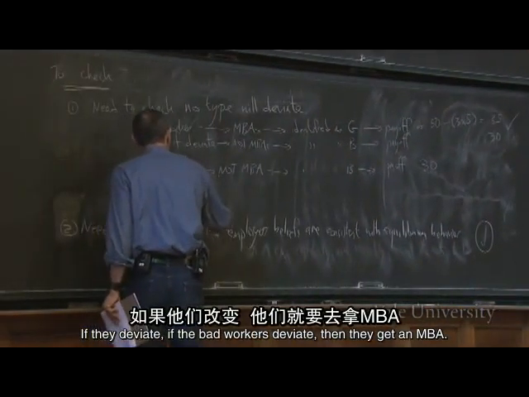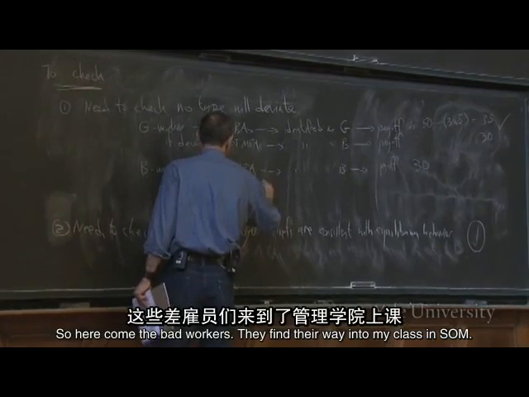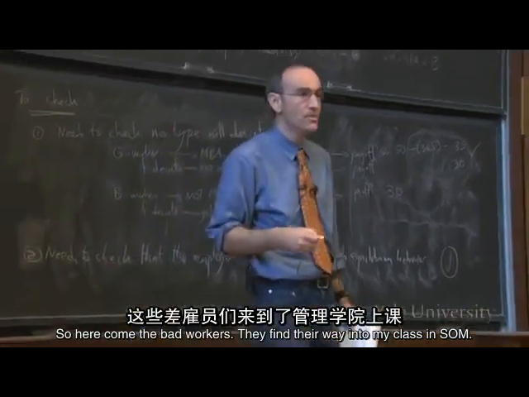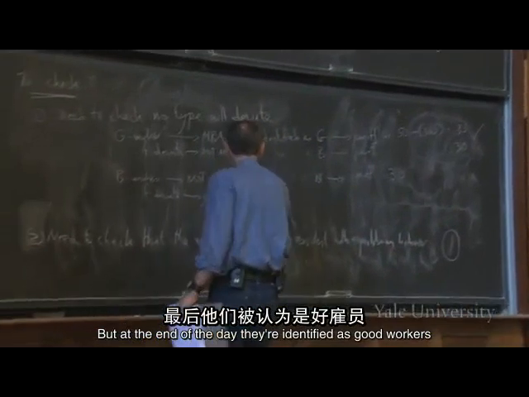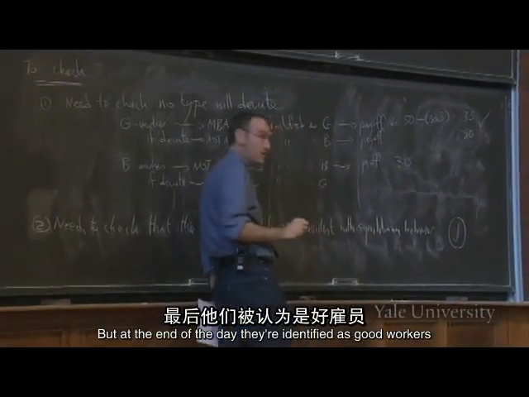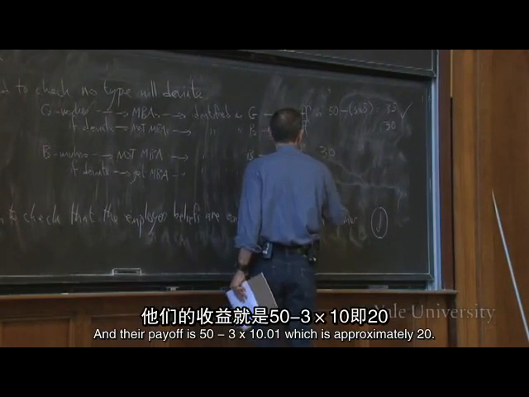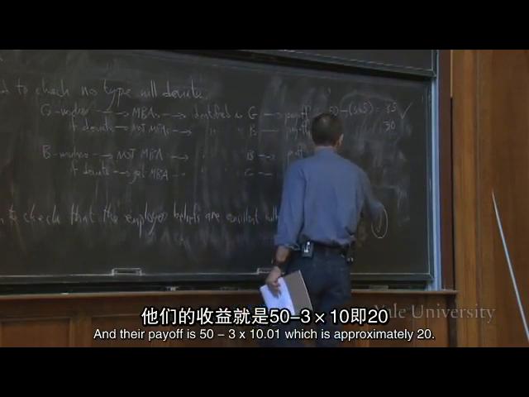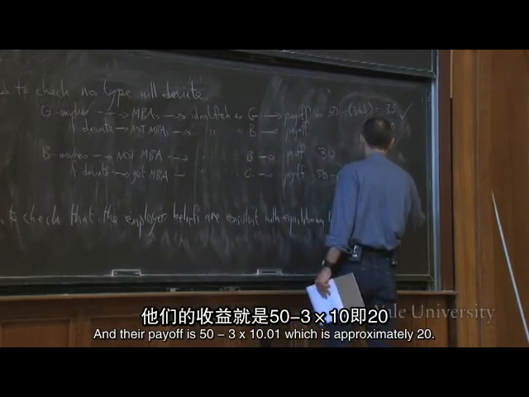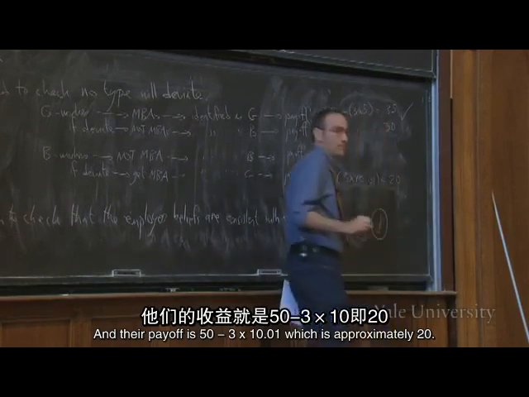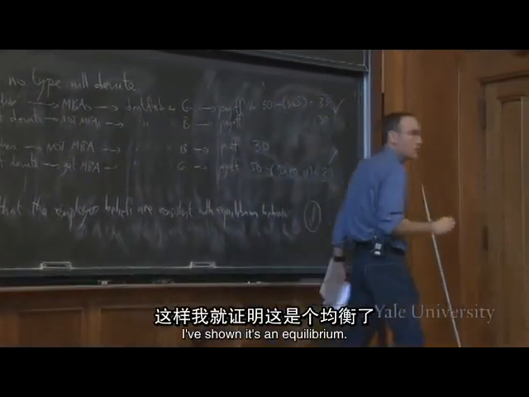If the bad workers deviate, then they get an MBA. So here come the bad workers. They find their way into my class in SOM. They have a miserable time. I have a miserable time because they're having a miserable time. But at the end of the day, they're identified as good workers, and hence they're paid 50, and their payoff is 50 minus 3 times 10.01, 10 and a penny, which is approximately 20. Is that right? So they don't want to deviate either. And now I'm done, I've shown it's an equilibrium.